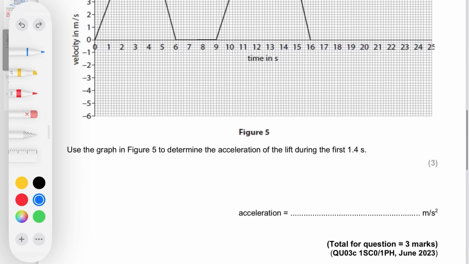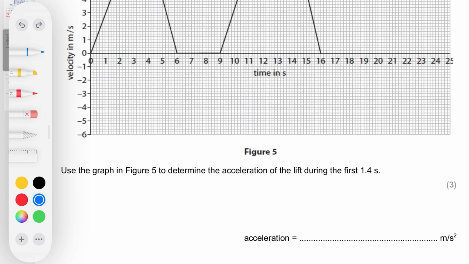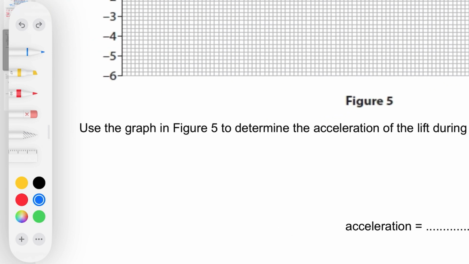Use the graph in figure 5 to determine the acceleration of the lift for the first 1.4 seconds. This is very similar to what we just did in the previous question. We always write our equation, and then we find each variable. We want to find the acceleration. We've got v, u, and t.